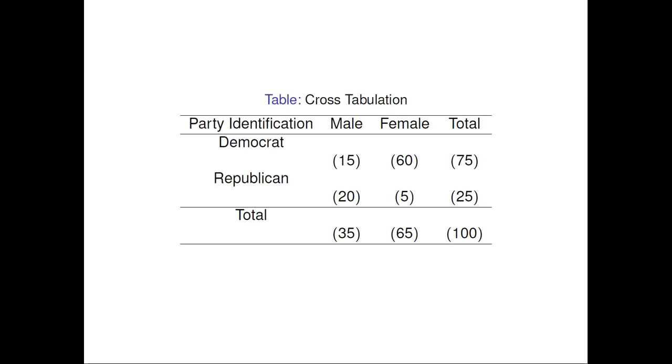Here is a cross-tabulation table that displays data on party ID and gender. Party ID, Democrat or Republican, is in the rows. Gender, male or female, is in the columns. The total number of observations for each cell are within the cells. So for example, there were 15 male Democrats.